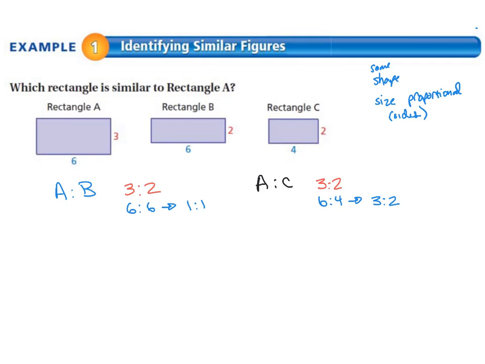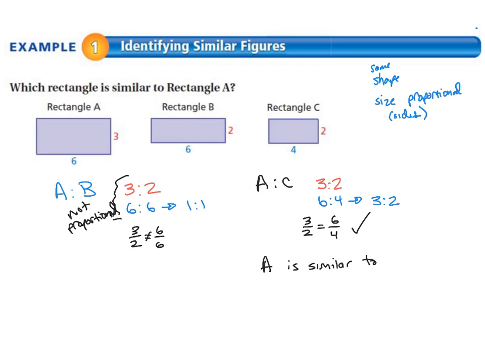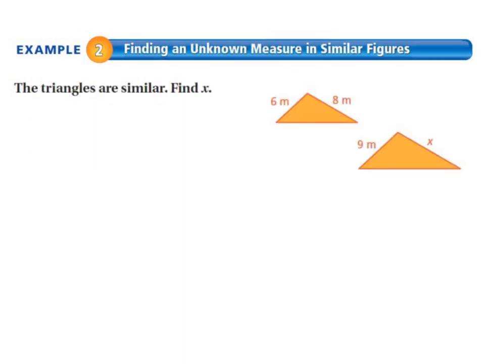You'll notice that when we look at A and B, those side lengths are not at the same ratio, not proportional, because 3 over 2 is not equal to 6 over 6. But for A to C, 3 over 2 is equal to 6 over 4. So that's a yes. A is similar to C.